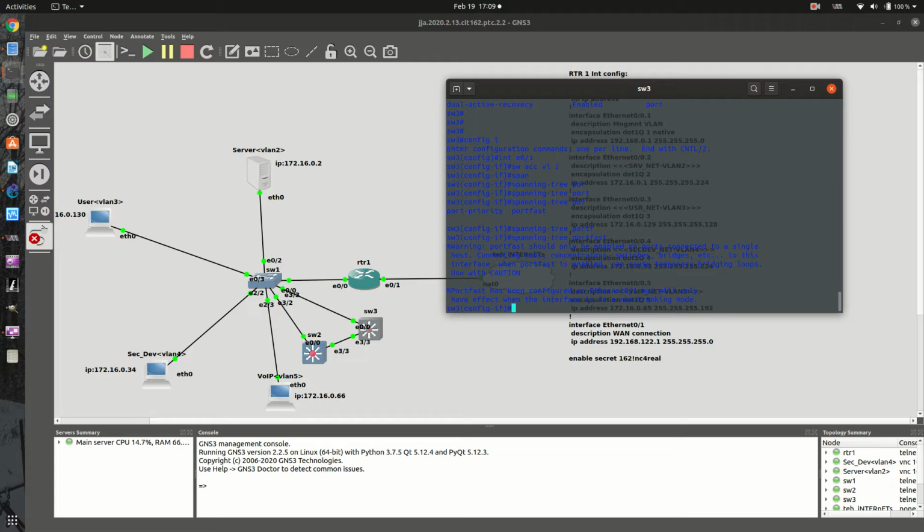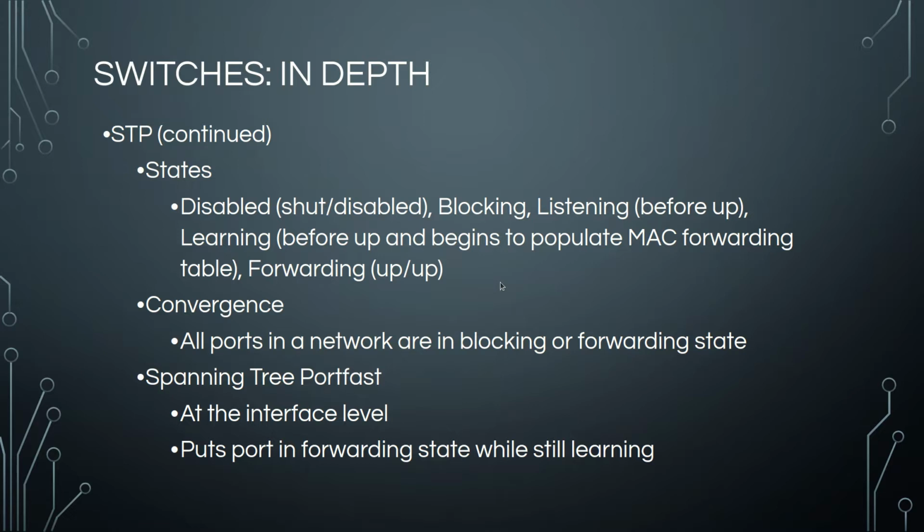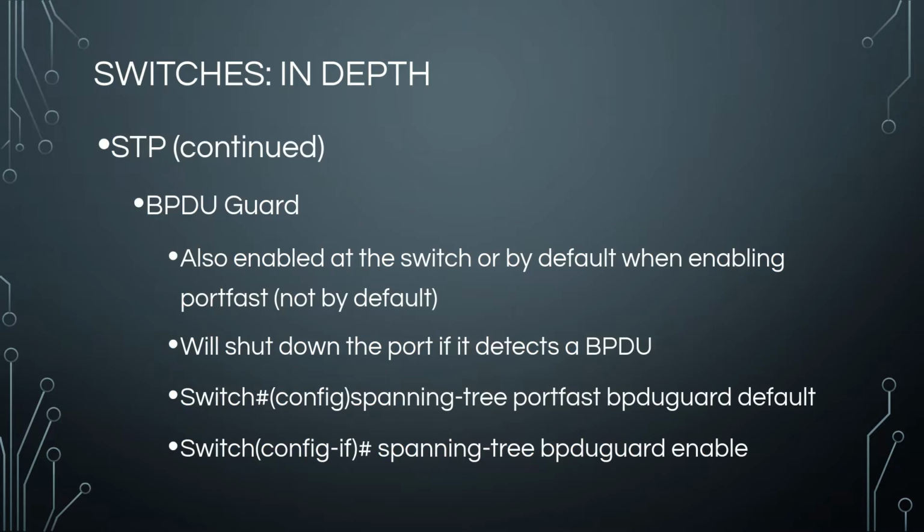All right. So the newer switches are pretty good at getting the ports up. Port fast is almost integrated in, so you see it less, but it's still there as an option. So spanning tree port fast at the interface level, like we did, you have to do it per interface. It puts the port in a forwarding state even when it's still learning.